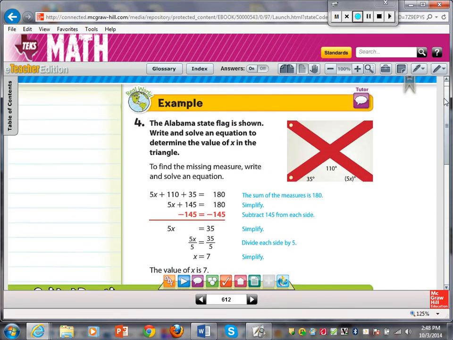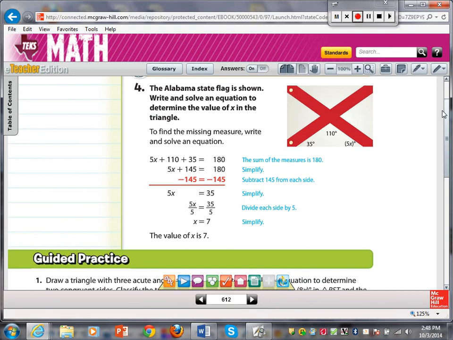Here, the Alabama state flag is shown. Write and solve an equation to determine the value of x in a triangle. Okay, so right now we are looking at this triangle right here. So it's important that you identify what they're talking about. We are learning about this triangle. Now you know that this plus this, all that has to equal 180 degrees. So that's what they did here.